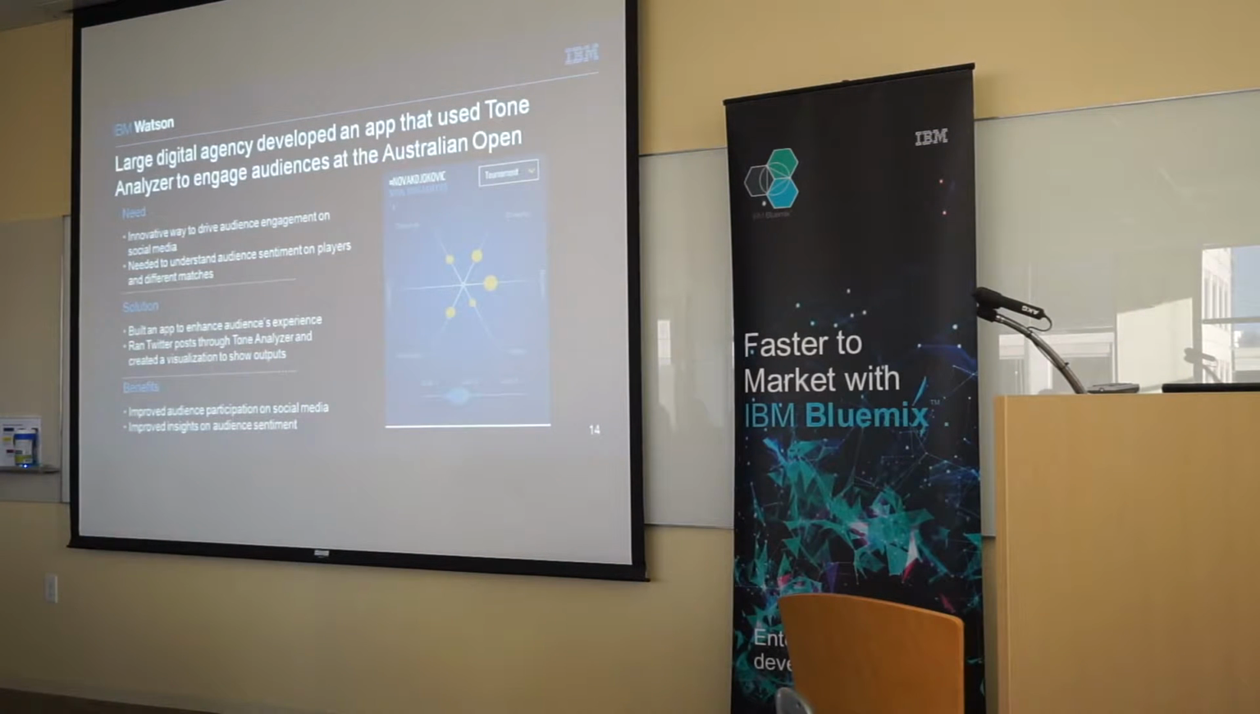These are some customer stories where we have used Tone Analyzer to analyze tweets when the Australian Open tournament was going on. We do this kind of thing quite often when some big events happen, like the US Open, Australian Open, and so on. We try to understand what people are talking about regarding this event or a particular brand.